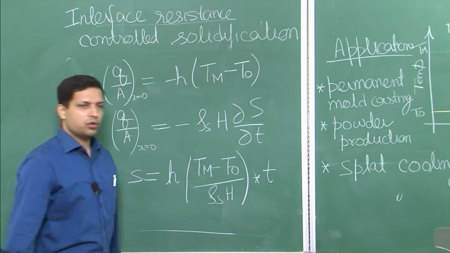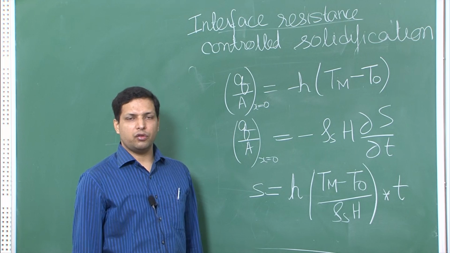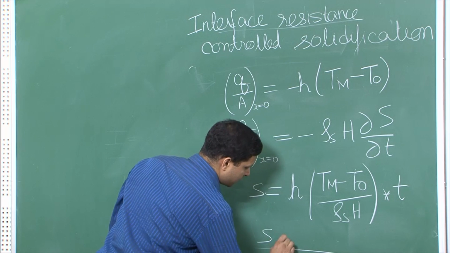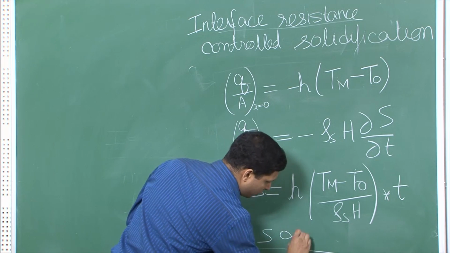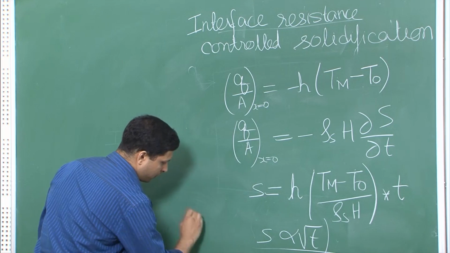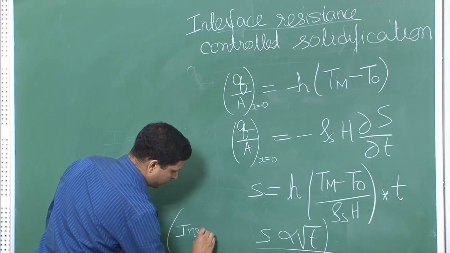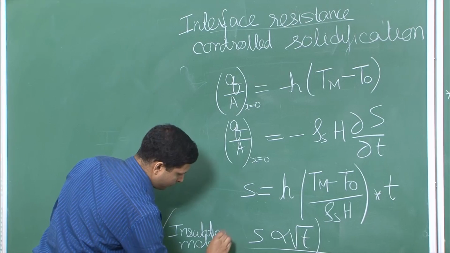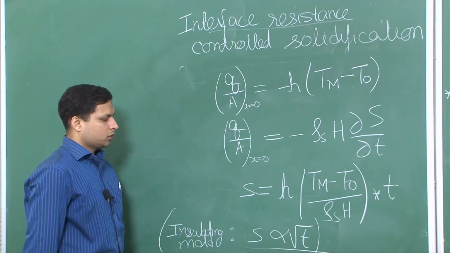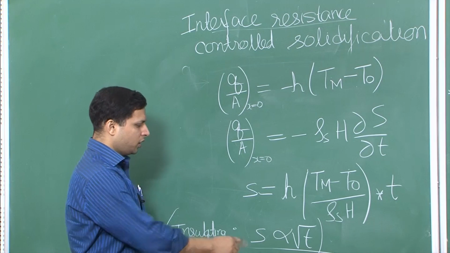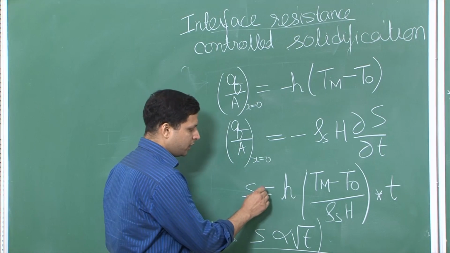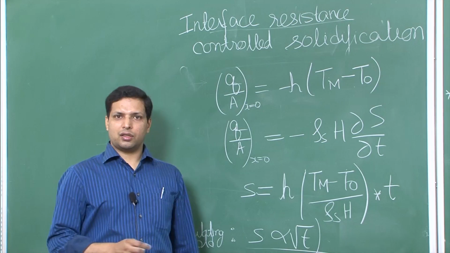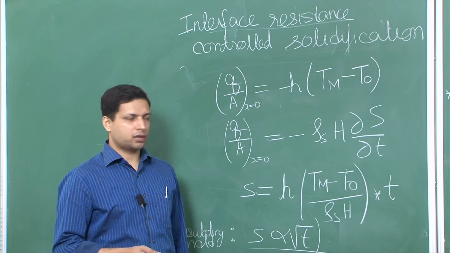Now this equation, as you see, is very different from what we obtained earlier. What did we obtain earlier? We obtained earlier that S is proportional to root T. That was for insulating mold, S is proportional to root T, but here what we are getting, S is proportional to T. So the two conditions lead to very different solidification rates.